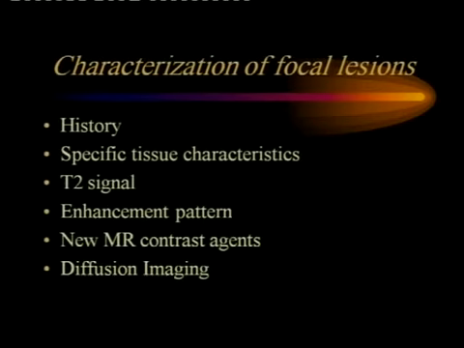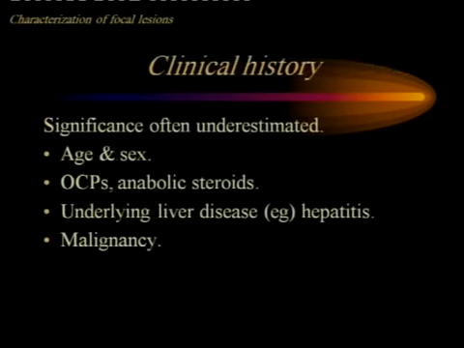To proceed from there is to think of the things that you require in order to characterize a focal hepatic lesion. And it really starts from before the imaging, actually. You need to have a good understanding of the history of the patient. But then also specific tissue characteristics will be looked at, T2 signal, the enhancement pattern, and then the use of some of the newer MR contrast agents and the use of diffusion-weighted imaging as well.